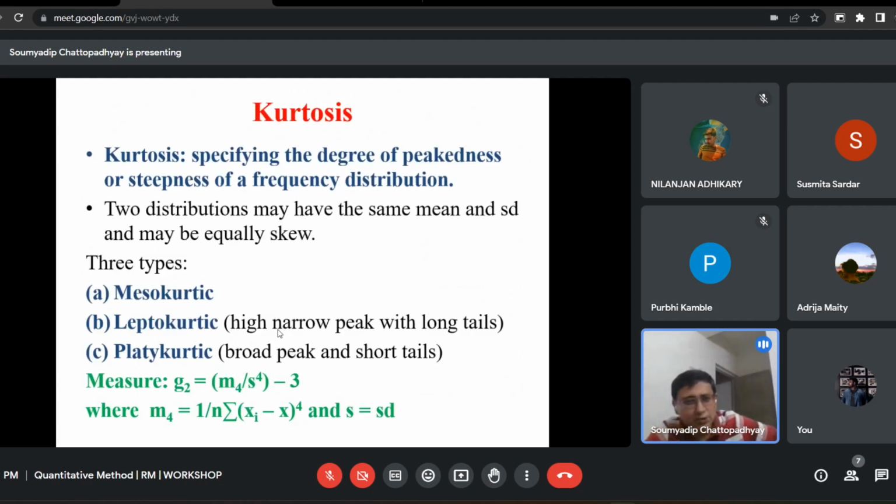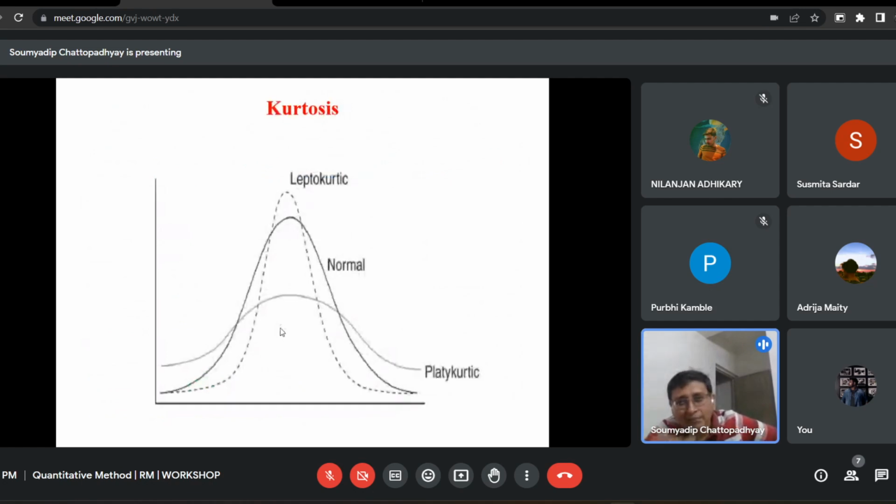Another measure which is used is the measure of kurtosis. By kurtosis we generally imply the degree of thickness or steepness of a frequency distribution, and there are three types: mesokurtic, leptokurtic, and platykurtic. These are examples of the kurtosis measure. These are very standard measures, but they are not generally utilized much in the analysis of data in the other social science streams. So you may be better off if you understand the measures of central tendency and the measures of dispersion.